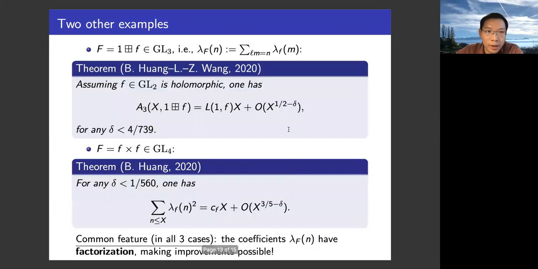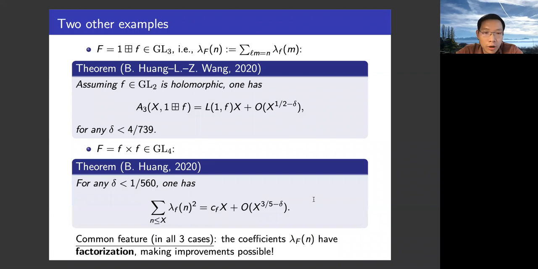So let me mention two more examples. Just now we mentioned the GL3 cross GL2 case. If we consider a GL3 automorphic form, say if the GL3 can be factored as 1 and a GL2 cusp form, namely the coefficient is of this form, then the trivial exponent is actually 1/2, and then we can get a slight improvement. If we consider another case, the GL2 coefficient squared, then a result of Bingrong Huang states that one can have an improvement over an exponent originally due to Rankin and Selberg.